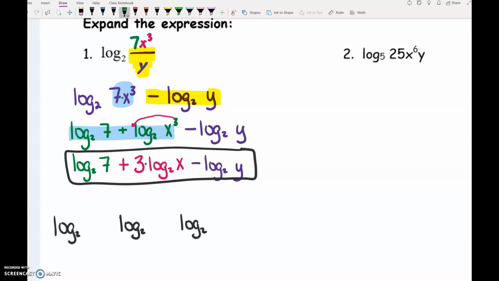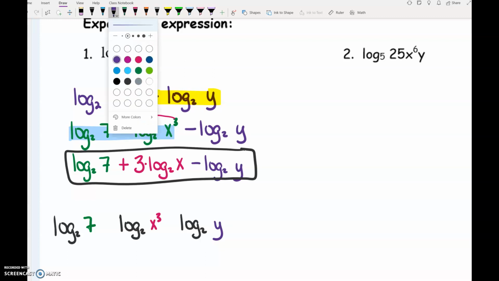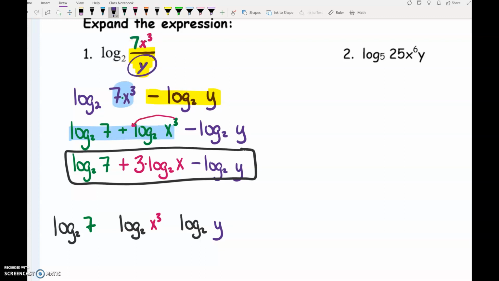The first thing is 7. The next thing is x to the third. And the next thing is y. Okay. Anything that was originally on the bottom, that log is going to be negative. So because the y was on the bottom, the log that has that y is going to be negative. 7 and x cubed were on top, so that is going to be plus. They're just multiplied together, so that's plus.